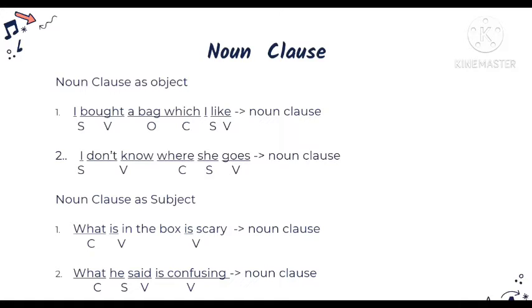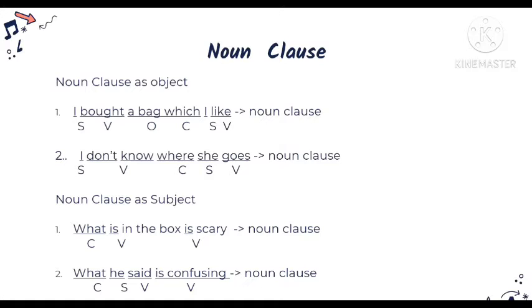For the example, noun clause as object. First, I bought a bag which I like. Which I like is a noun clause that contains which as a conjunction, I as a subject, and like as a verb. I as a subject and bought as a verb. So, which I like is an object of the whole sentence.